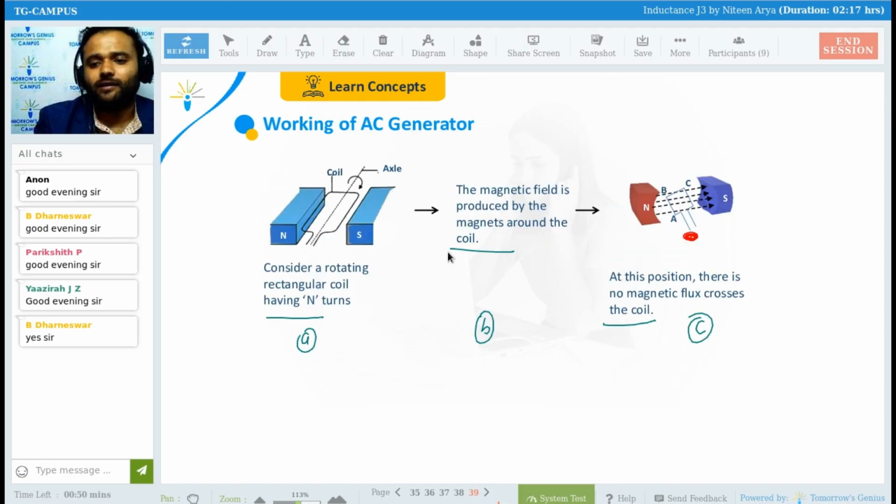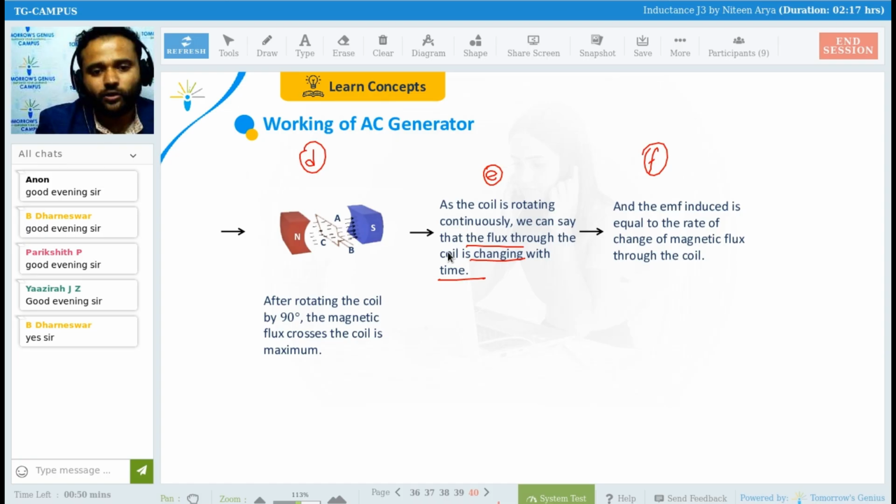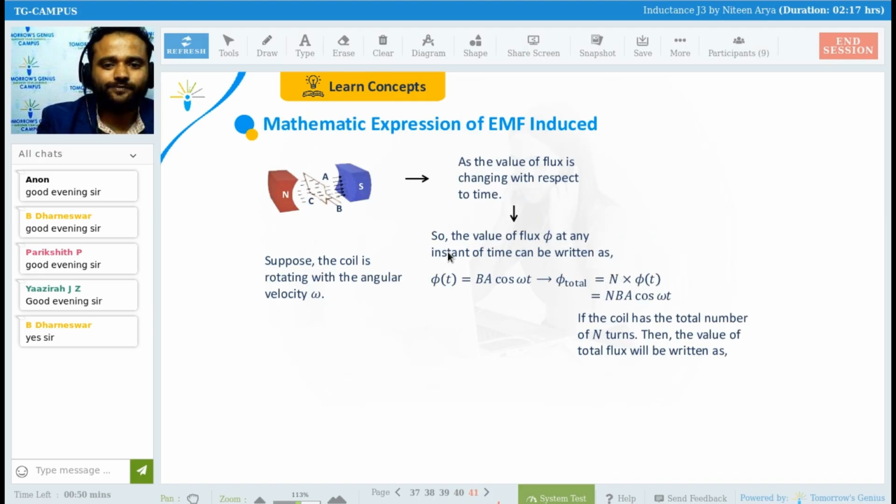Till position C, there is no rotation, and when there is no rotation, obviously there is no flux change. But at position D, the coil starts rotating. After rotating the coil by 90 degrees, the magnetic flux through the coil is maximum. As the coil rotates continuously, the flux through the coil changes with time, and the EMF induced in the coil is equal to the rate of change of magnetic flux through the coil. So again F and then E, A, B, C, D, E, F, G, H.